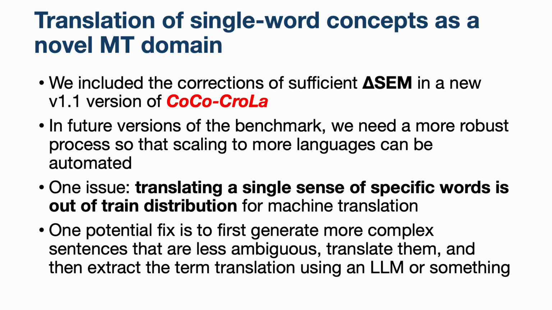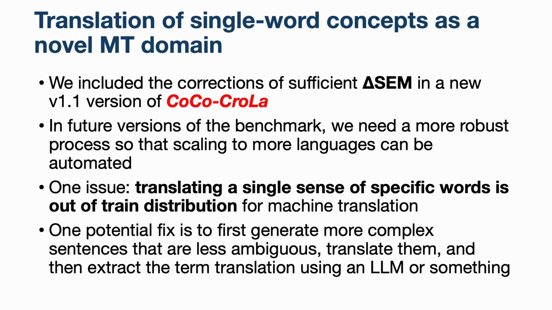And really, we want a robust process that can produce an automated set so that we can expand this probe into the multilingual capabilities of these generative models even further. So the question is, how do we fix this? It's a problem because translating a single sense term of a specific word is pretty far out of the distribution of how machine translation models are trained. And we think one potential way to fix this issue would be to first generate complex sentences that contain less ambiguity. So instead of just trying to translate table, we could translate something like a book sitting on a table. There's less ambiguity there with respect to what sense we are referring to table in.